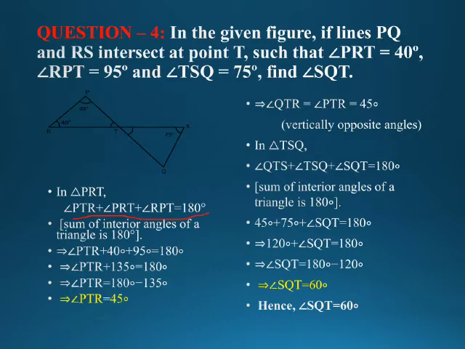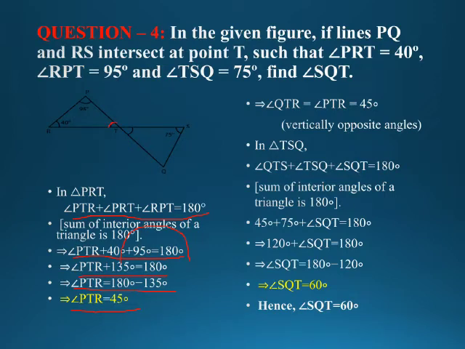So angle PTR plus 40 degrees plus 95 degrees equals 180 degrees. Then angle PTR plus 135 equals 180. So this 135, if we bring it to the right hand side, angle PTR equals 180 minus 135. So angle PTR equals 45 degrees. Now this side it is 45 degrees.